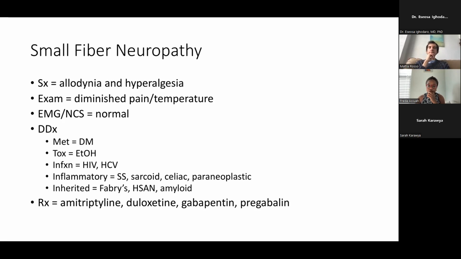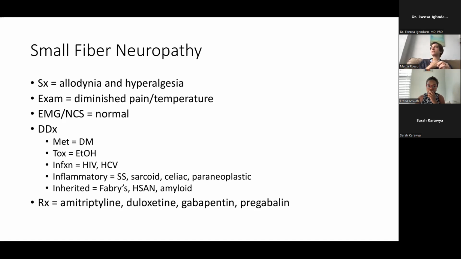On exam, folks with small fiber neuropathy will have a diminished pain and temperature sense. They may have it, but it could also be that their threshold is so high that you will not even be able to test this. And these can be pretty frustrating consults for the patients and us, because it's so hard to find objective data on our exam. The EMG nerve conduction study is useless.